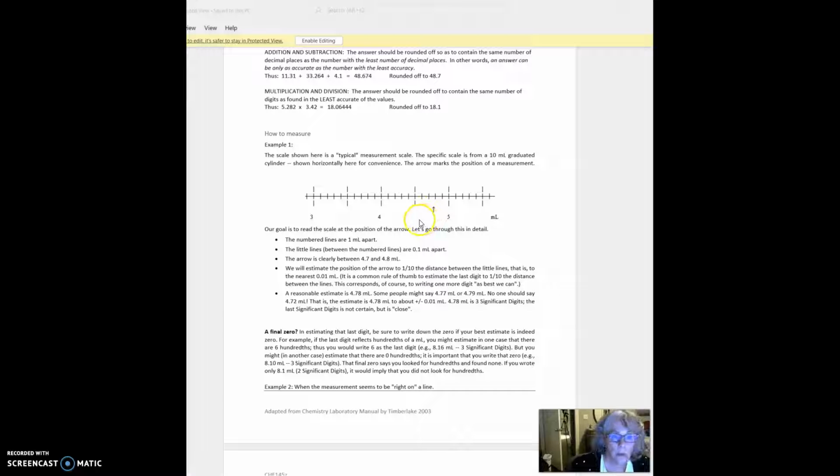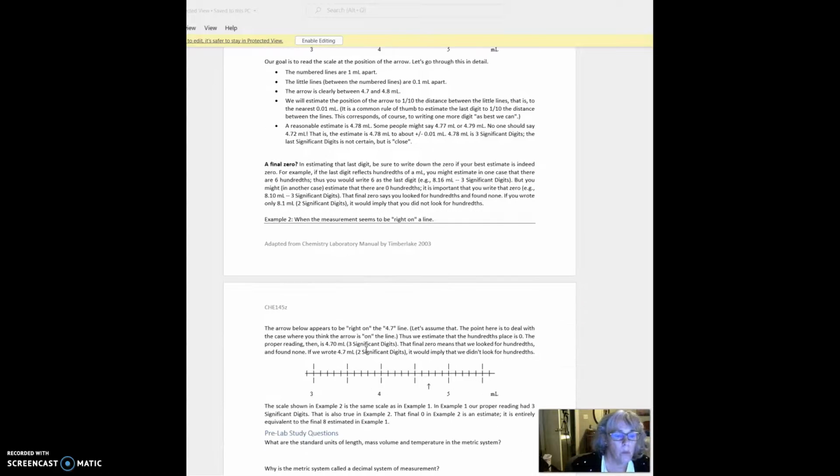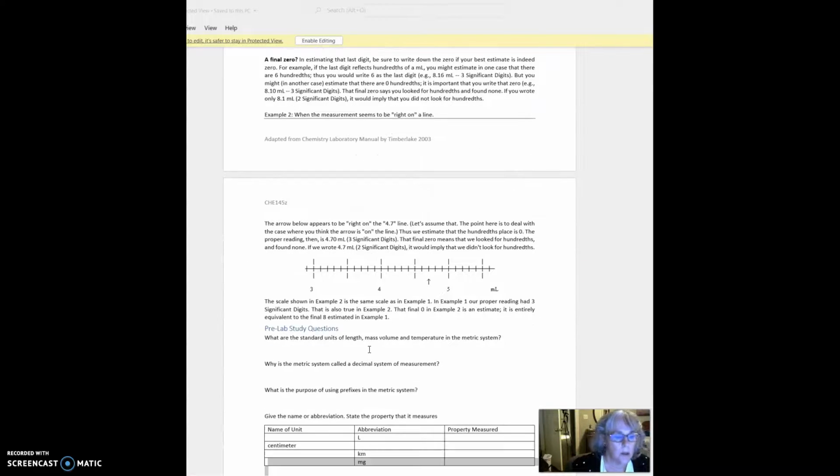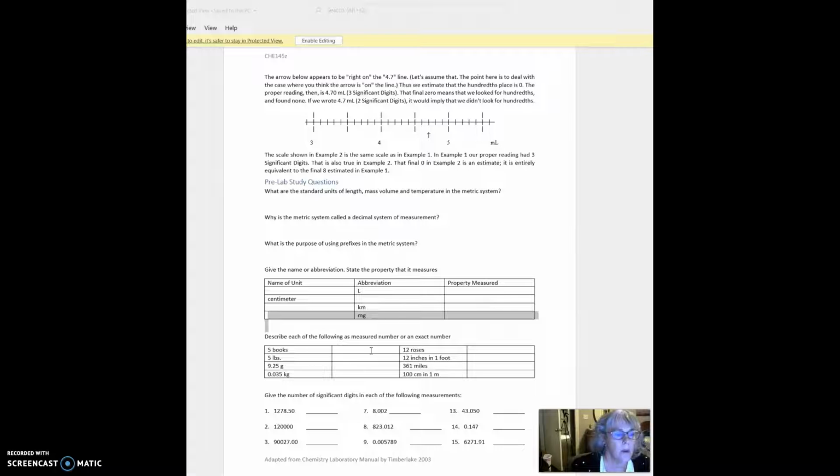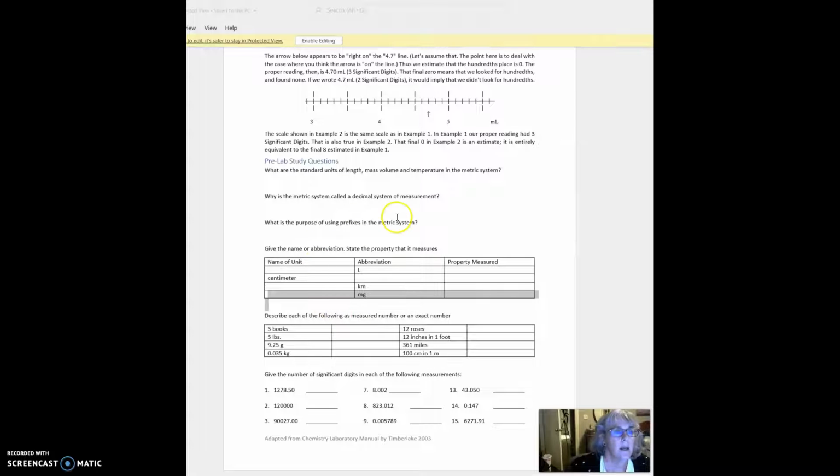So the answer will be 4.72 milliliters. It'll be in between. Okay. If the measurement lands on the zero, on the line, you put a 0 in that place. So you should always have one more digit than marked. Okay. So give the answer to the pre-lab questions.